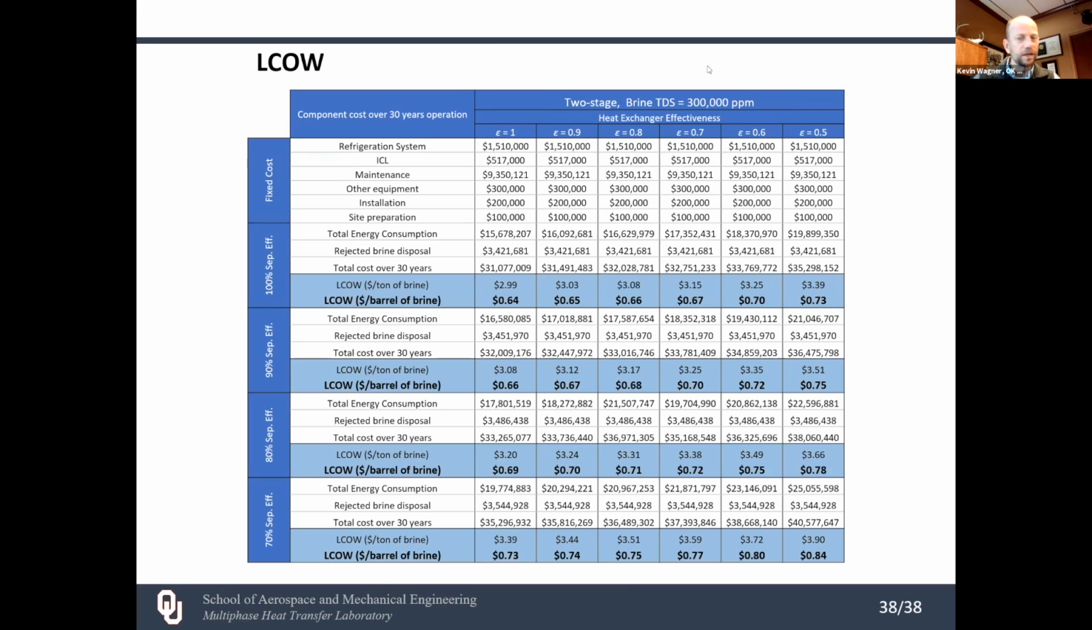We do have a question in the chat that says, seems like the water used in the system is pretty clear, but in produced water, there is oil and grease. Does this system require pre-treatment of the wastewater prior to freezing?